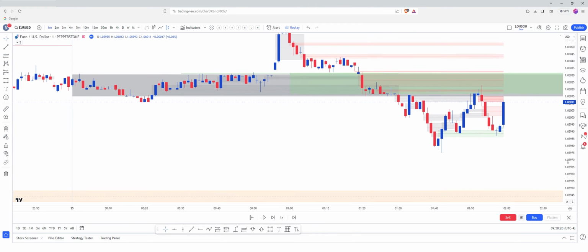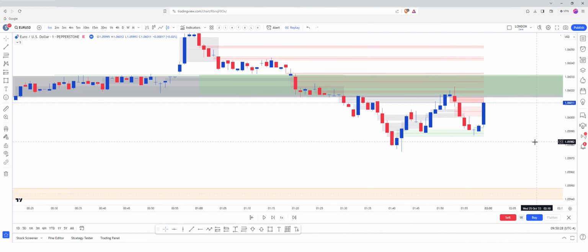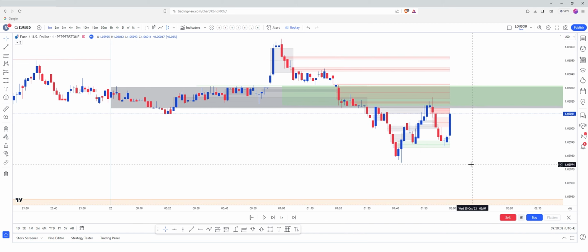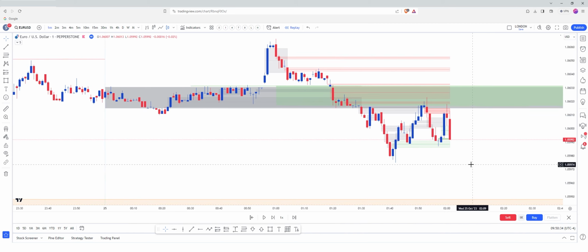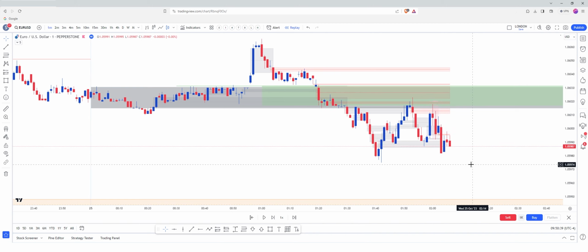I like to see big flowing candles, which you can see coming into the London session now, we are getting larger candles, so we're getting some potential volume coming into the market. Let's start scrolling forward now. So into the London Open now.